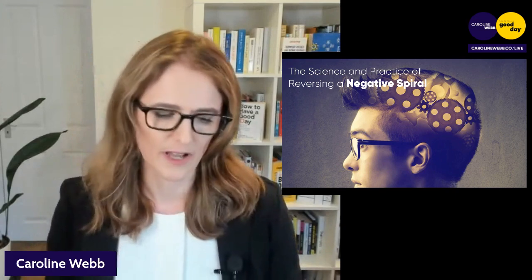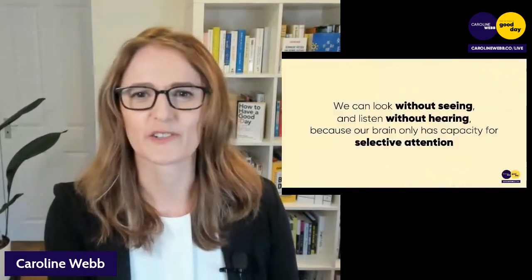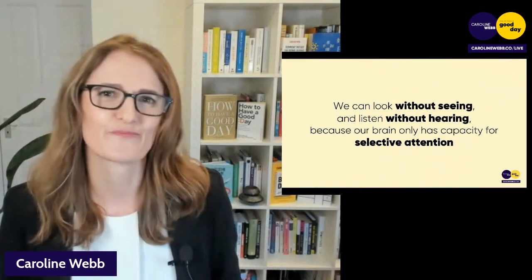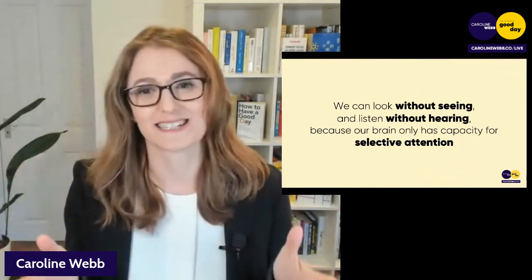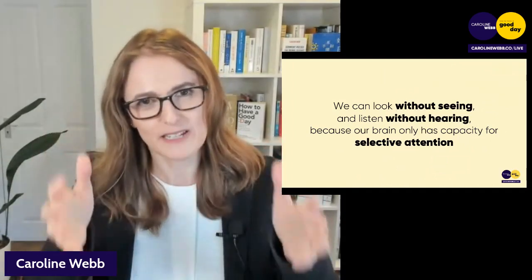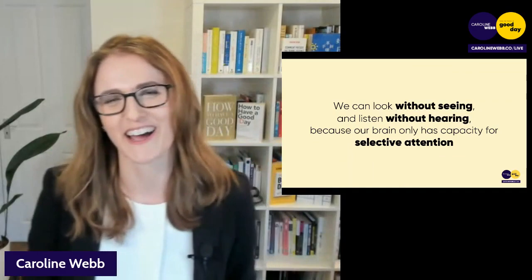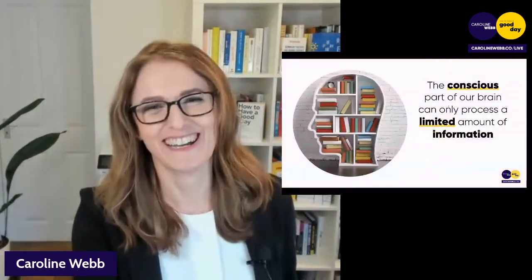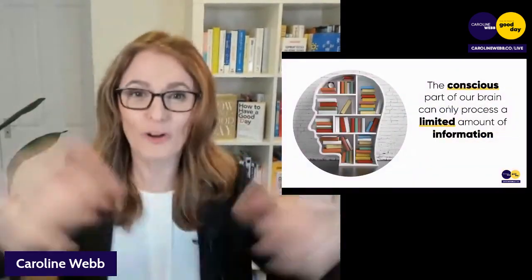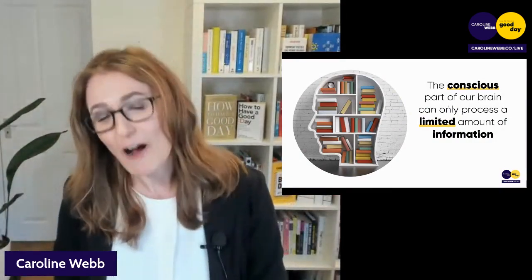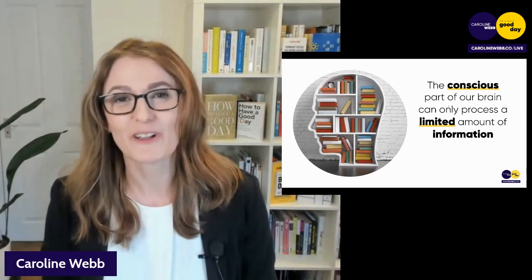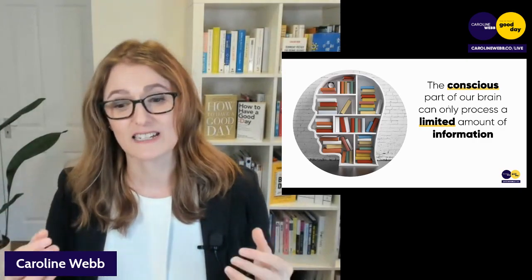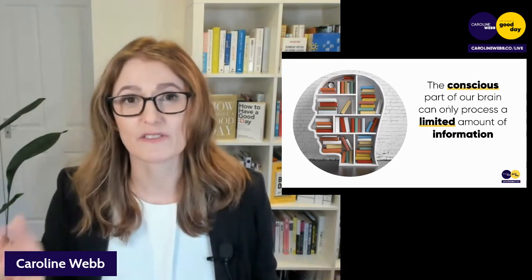So what's going on? How is it possible that we can look without seeing and listen without hearing? That's because our brain only has capacity for selective attention. It's that limited selective attention that we all have. And the way it works is that however smart you are, and I know many of you are extremely smart. What am I saying? All of you are extremely smart. However smart you are, it doesn't matter. We all have this situation where our brain can process a certain amount of information, maybe 50 bits at any given time. There are lots of different pieces of research on this.